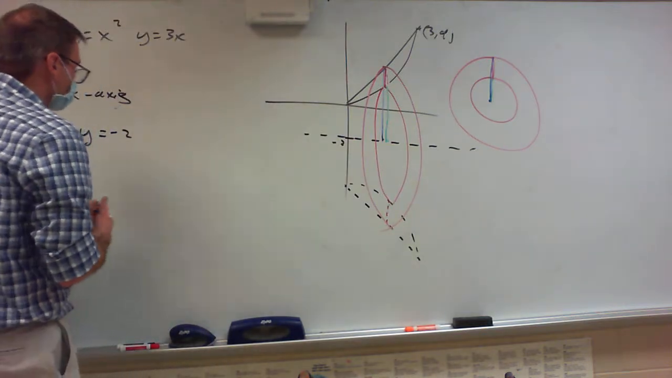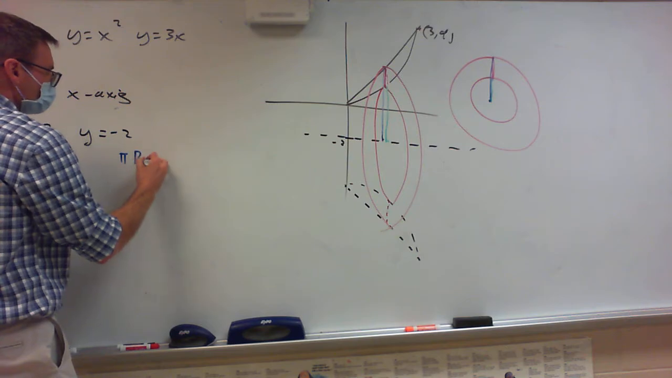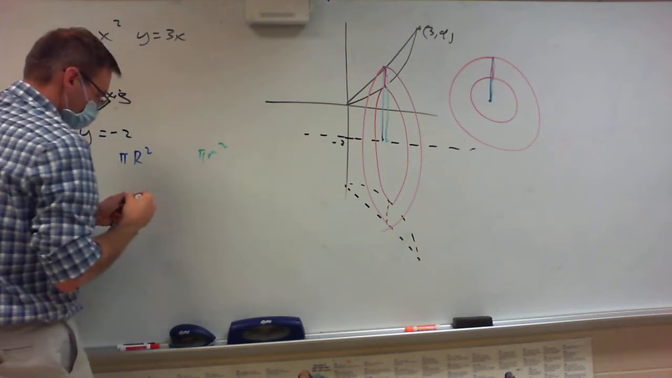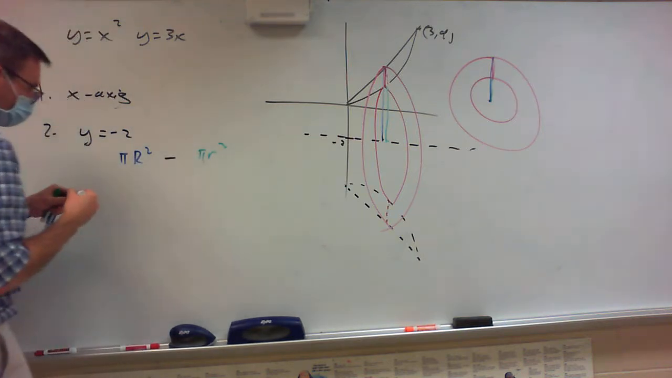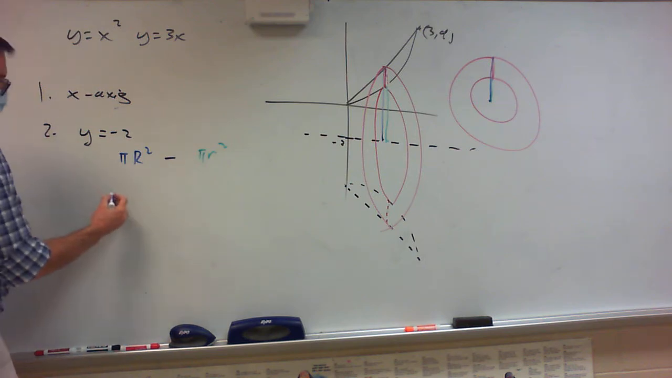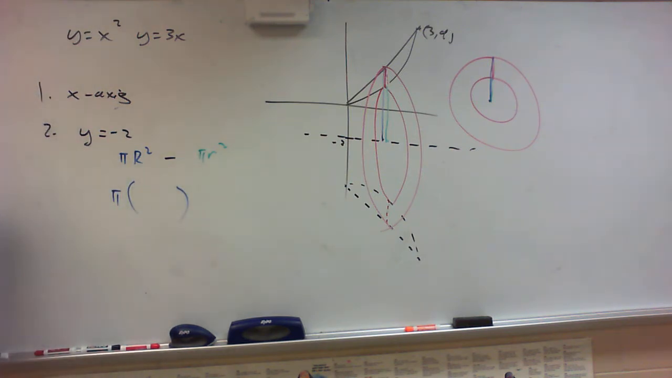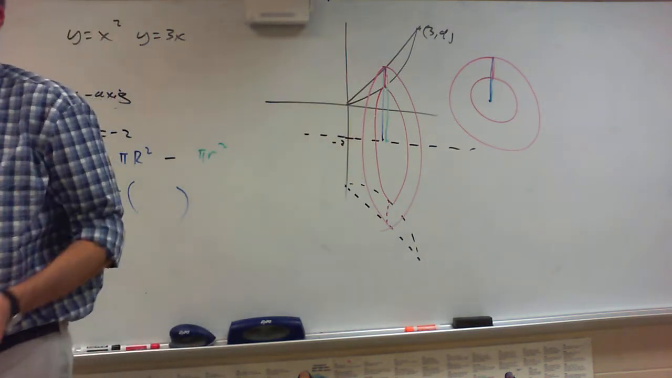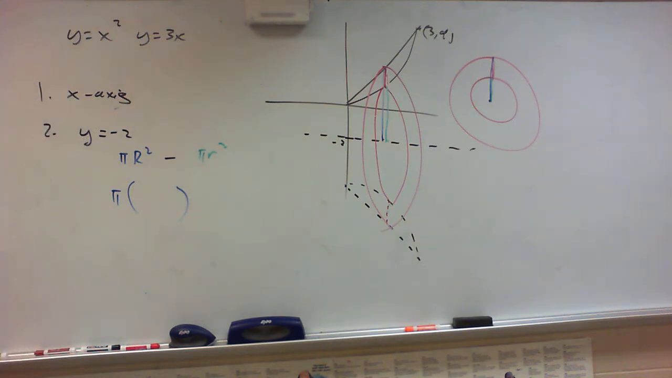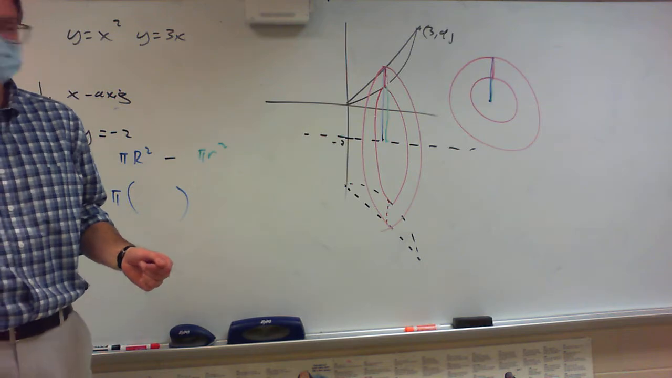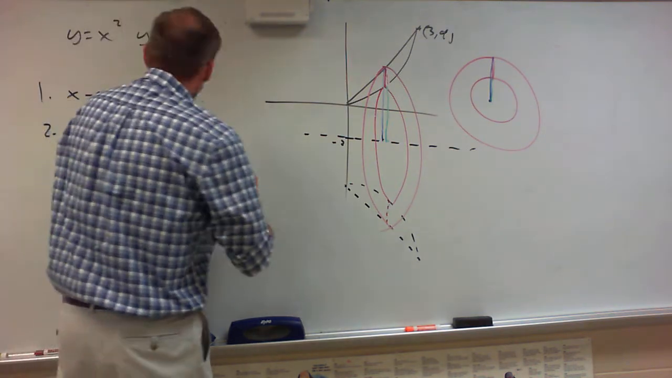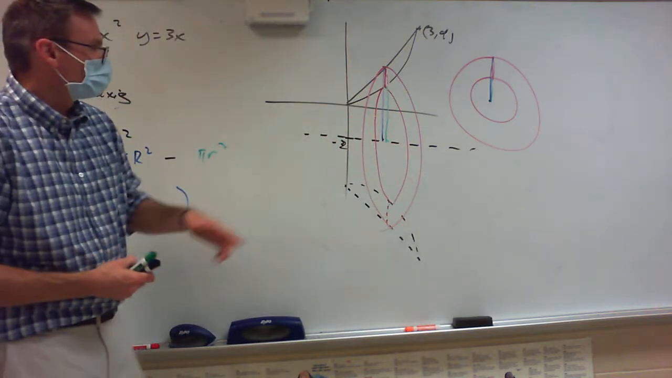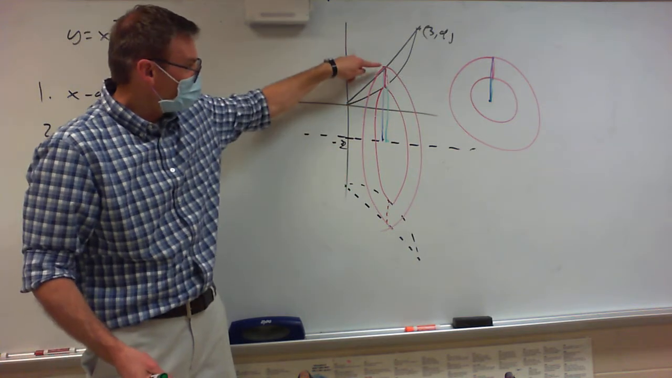So let's see what we know. So let's do pi big R squared minus pi little r squared. So, what's your big radius? Look at what you have in blue, right? Do top minus bottom. What's your blue radius? Oh. Negative 2. Minus negative 2. Does everybody see that? Top minus bottom, 3x minus negative 2.